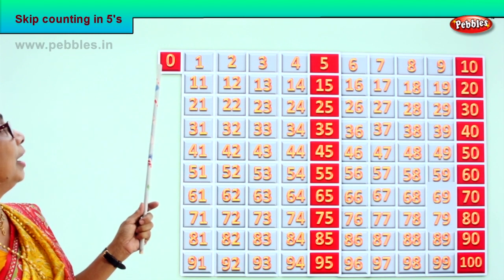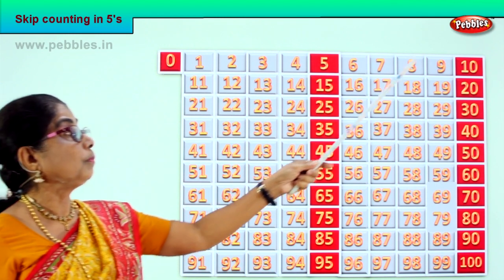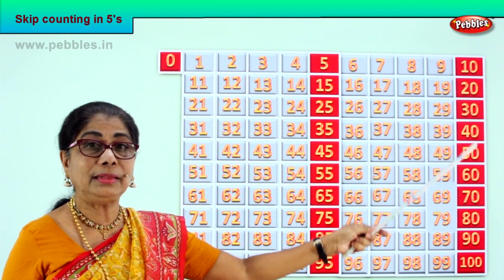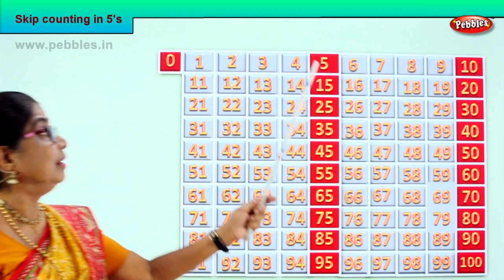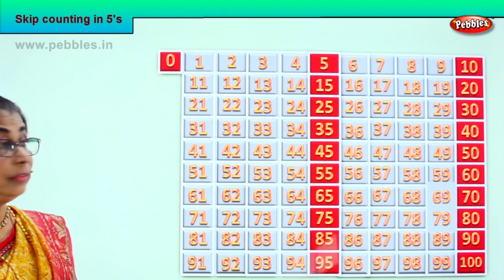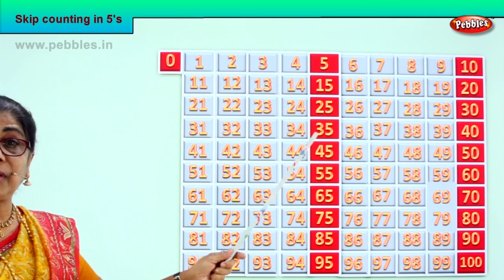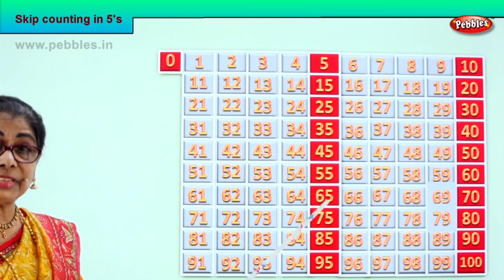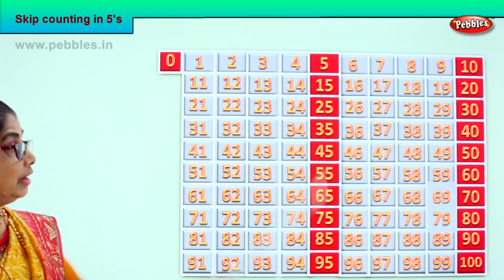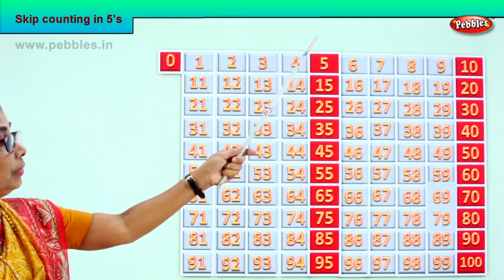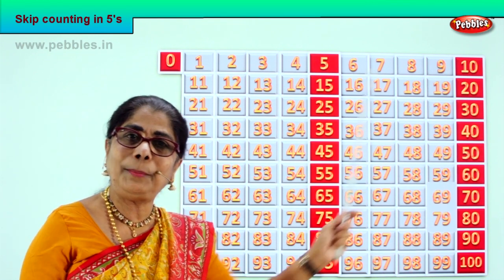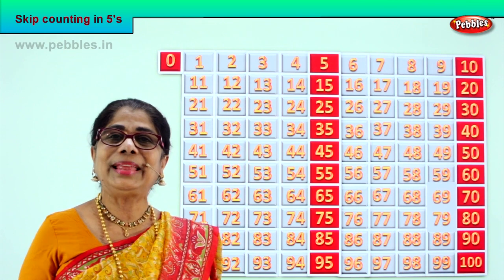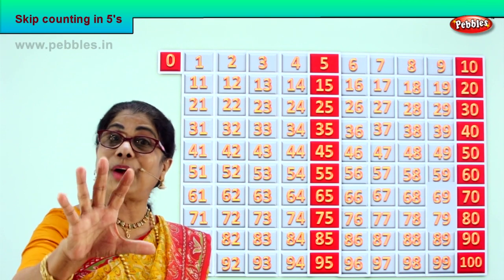Look at the pattern you have here. All 10, 20, 30, 40, 50, 60, 70, 80, 90, 100. And here you have fives, all the fives. Look at the beautiful pattern. 5, 15, 25, 35, 45, 55, 65, 75, 85, 95. All 0, then all the fives, then all the tens. This is the beautiful pattern. Good. Now, we have learned skip counting in fives.